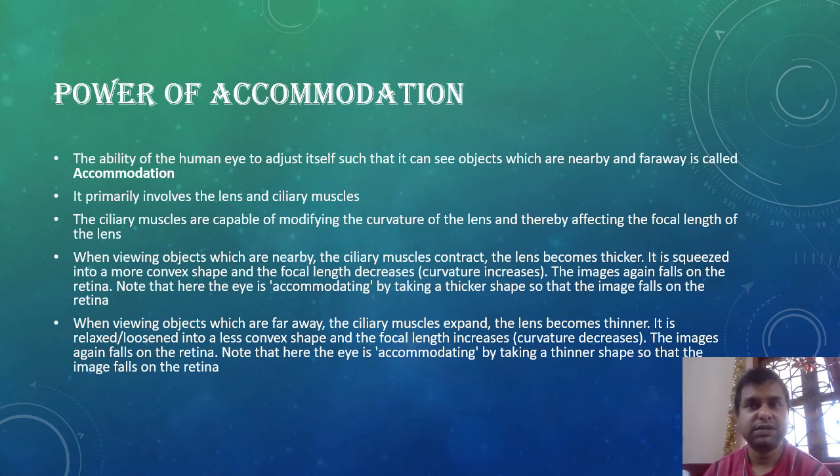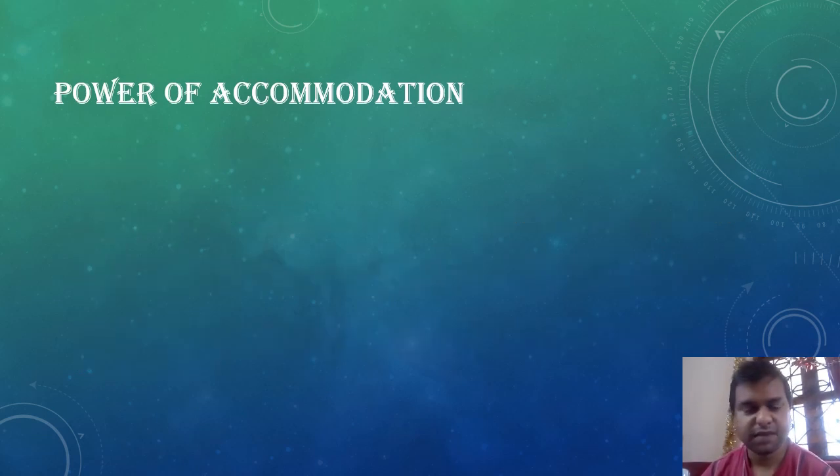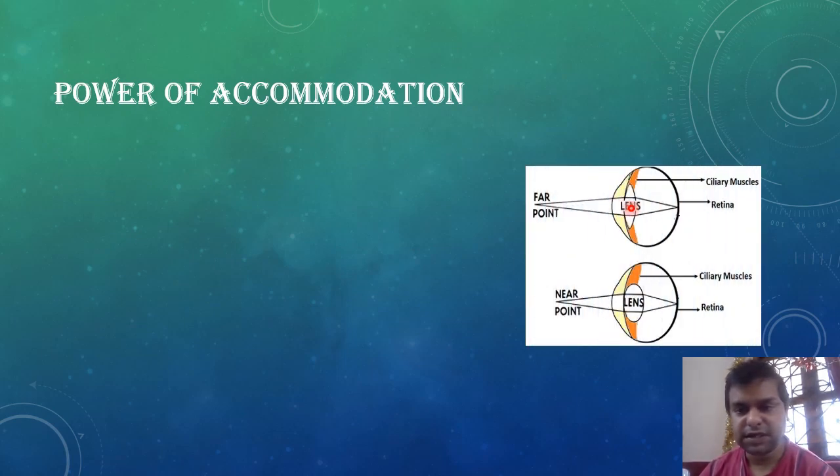So whether there is expansion or contraction of the ciliary muscles, or of the lens for that matter, the image has to fall on the retina for the brain to receive the signal and tell us what exactly we are looking at. So the eye in this case is accommodating by taking a thinner shape so that the image falls on the retina. This is how it would look when we are looking at objects which are far away, and this is how it would look when we are looking at objects which are close by.